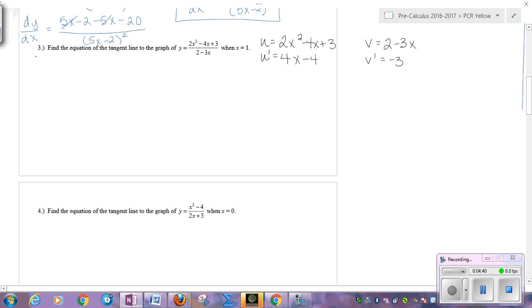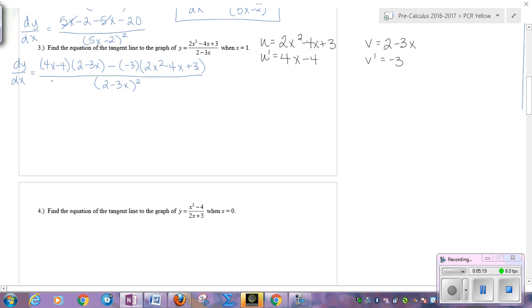So we have u prime v. Make sure you keep your correct notation as you go here. I don't care if you write y prime or you write dy dx, just make sure that you're using the correct notation. So we have the quantity 4x minus 4 times 2 minus 3x, minus, and then we're going to put in v prime, so we're going to do a negative 3 there, times 2x squared minus 4x plus 3. And then all of that is over v squared, so 2 minus 3x squared.